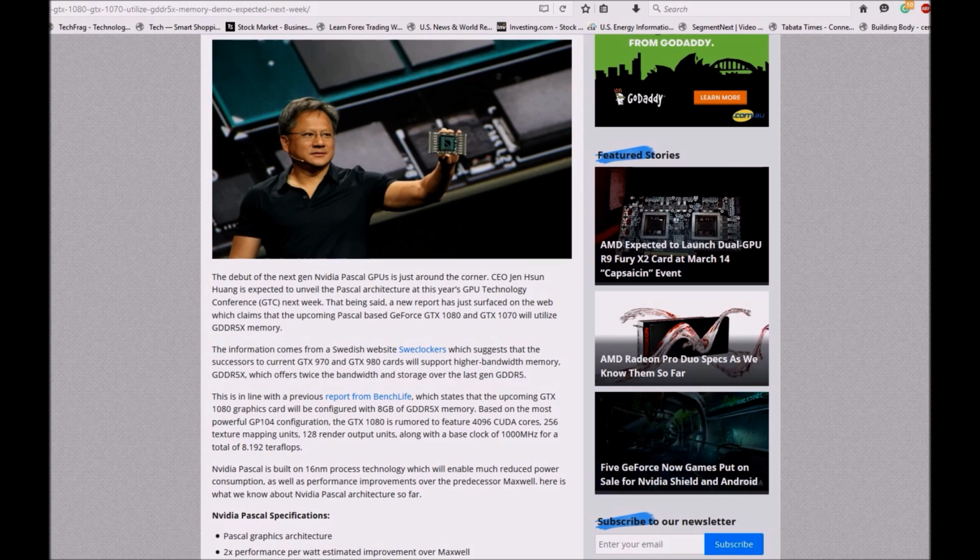The GTX 1080 is rumored to feature 4096 CUDA cores, 256 texture mapping units, 128 render output units, along with a base clock of 1000 MHz for a total of 8192 teraflops. The Nvidia Pascal is built on a 16nm process technology, which will enable much reduced power consumption as well as performance improvement over the predecessor, Maxwell.